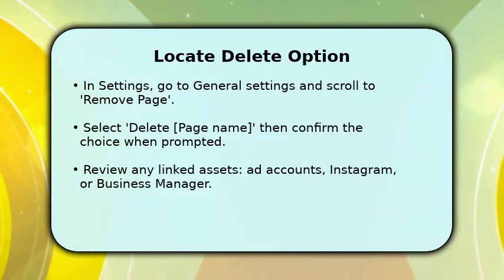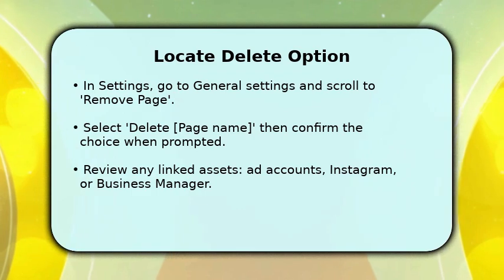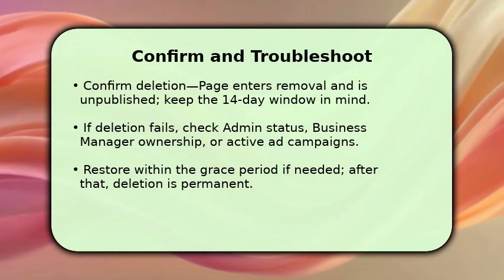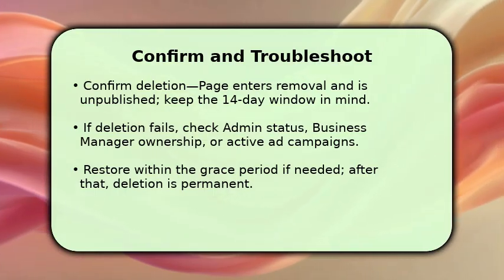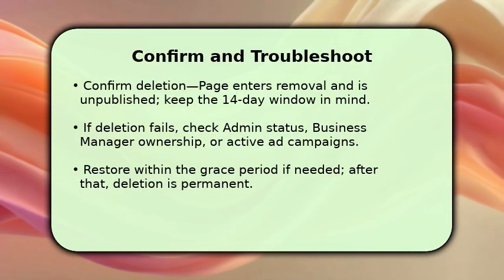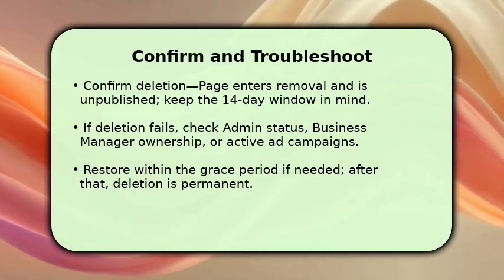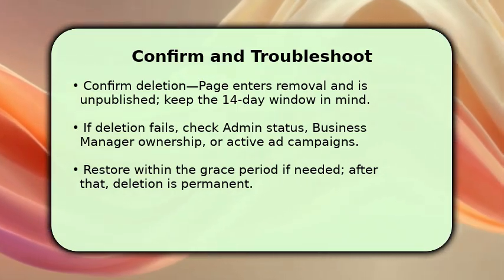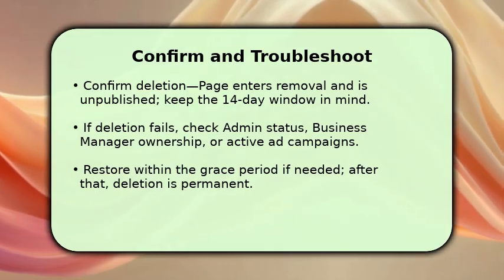After you confirm, Facebook typically unpublishes the page and places it in a removal queue. This gives you a short grace period to cancel. Make sure to monitor email or notifications for finalization. If deletion fails, verify your admin status, remove page from Business Manager, and pause any active ad campaigns that can block removal. Once the grace period passes and you don't restore, the page is permanently.